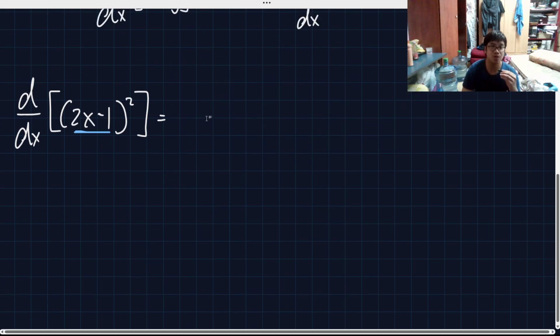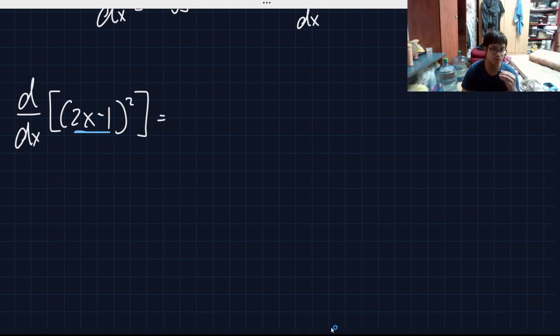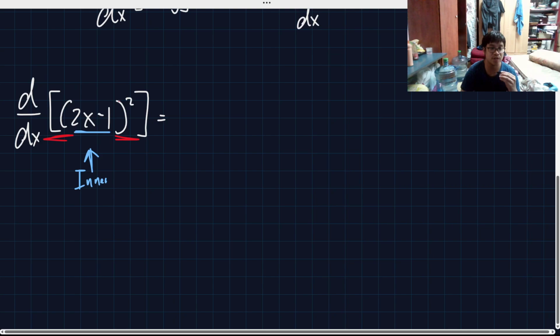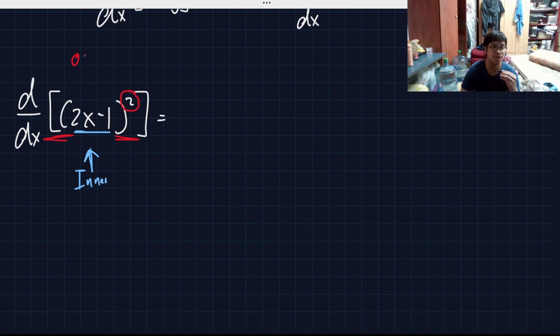First, you need to know the outside and the inside function. So, the easy one is the inside function or the inner function. The inner function here is 2x minus 1, right? Let me just put inner, right? That's the inside. Then you see outside. Outside we have the squared exponent. Okay? Or basically, we have an exponent. This is the outside. Now, what are we going to do then?